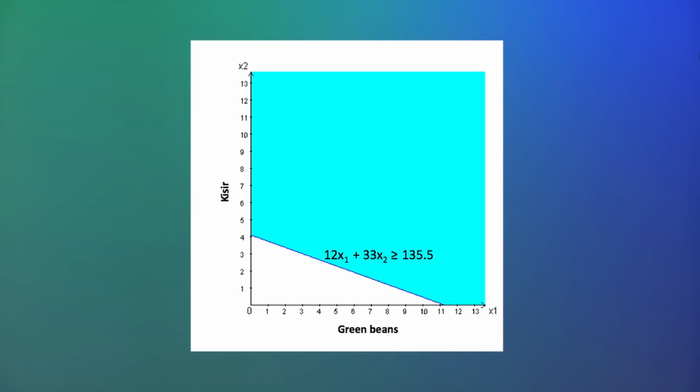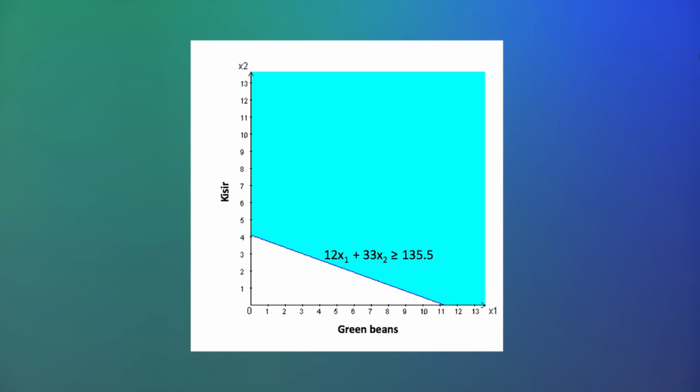Let's continue with carbohydrates. One serving of green beans contains 12 grams of carbohydrates, whereas one serving of kısır contains 33 grams of carbohydrates. We should then have the following: 12x1 plus 33x2 greater than or equal to 135.5. So we are searching for a solution space in which every point x1 and x2 yields a sum greater than or equal to 135.5. The first step is to draw the barrier line.